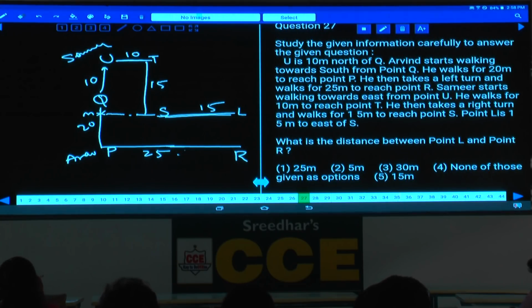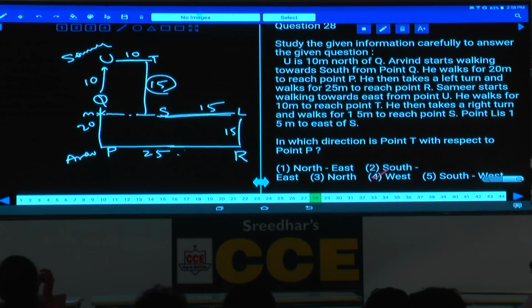What is the distance between L and R? Tell me the distance between L and R. Now the distance between these two in total is how much? 30. Out of which 15 is already done. Now we are left with another 15. Now 15 meters, that is choice 5.